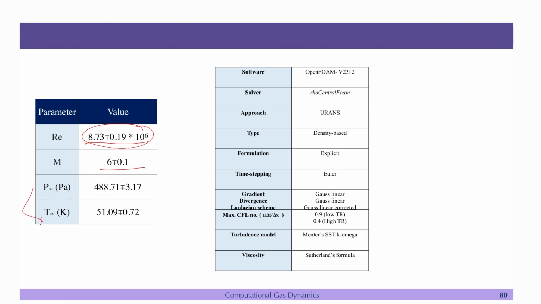Once again we use OpenFOAM, rhoCentralFoam, with URANS, because these flows are unsteady, so you cannot use steady RANS. These are density-based solvers, we have already discussed the explicit formulation, time stepping, and the gradient, divergence, and Laplacian schemes. The maximum CFL number we have played with different values and found it to be stable at these values, but it also depends on how good your grid is.